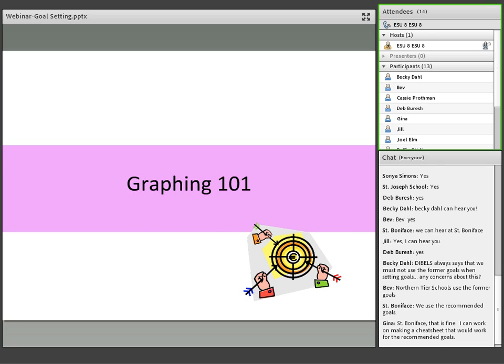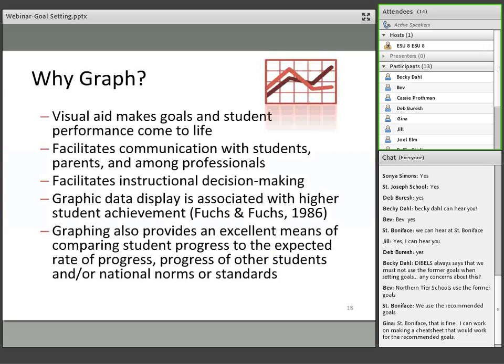A lot of you already know this information, but we want to graph the information so that it's visual for those of us who work with the student, so we can see if they're making progress. It's also a great visual aid to show the student if they're making progress. Also, it's a great way to communicate to the parent how the student is doing based on the goals that we have set, and we can show exactly how the student is doing.